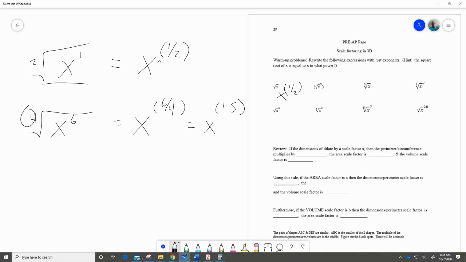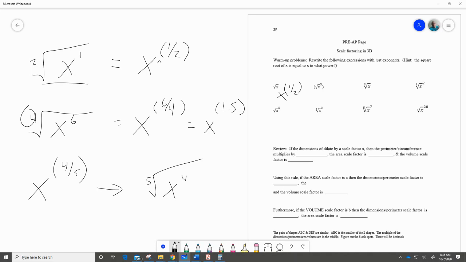This math is more good for algebra 2 type stuff, but it'll help us as we go along here with some of our scale factor rules. If we were to look at it in reverse, let's say we have x to the 4/5 power or something like that. If we work that in reverse, now we know we have x to the 4th power taken to the 5th root.